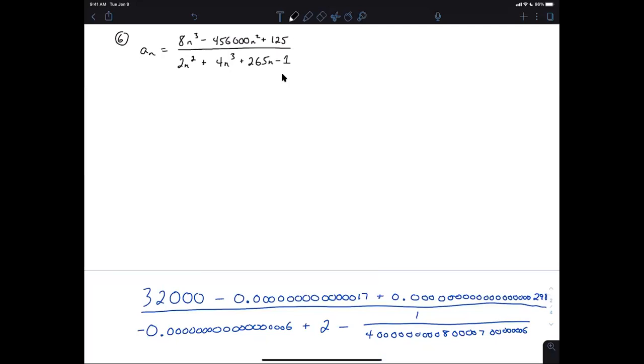All of a sudden, that looks a lot harder. We're back to the original instructions. Show whether this converges or diverges. If it converges, find its limit. How can we use this idea that the top is pretty much 32,000, the bottom is pretty much 2, to figure this out? So there's an obnoxious comparison between 32,000 and this ridiculously small decimal.